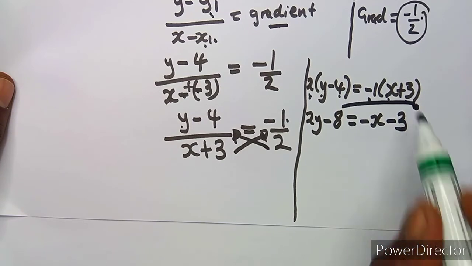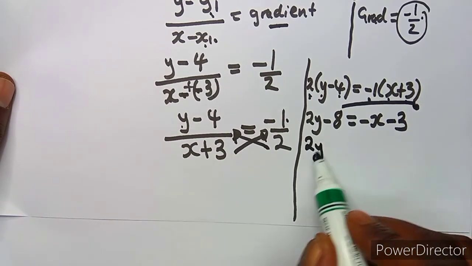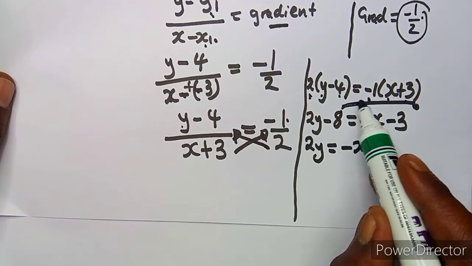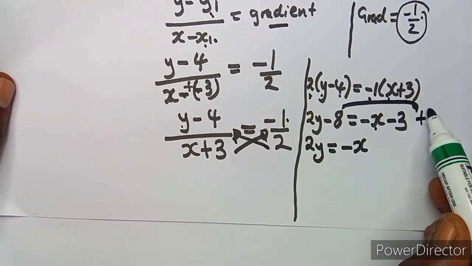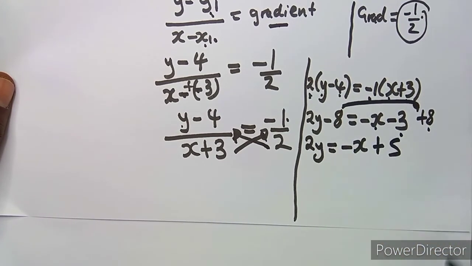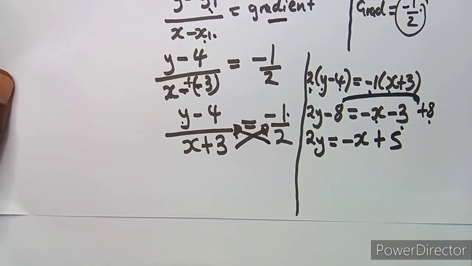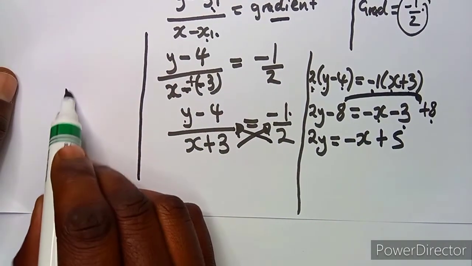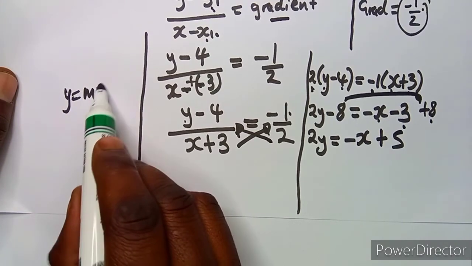Transpose this to the other side, minus 8, you're going to be left with 2y is equal to minus x. Minus 8 to this side is going to be a plus 8, so it's minus 3 plus 8, which is plus 5. So depending on the question, sometimes they can ask you to leave your answer in the form of y is equal to mx plus c.